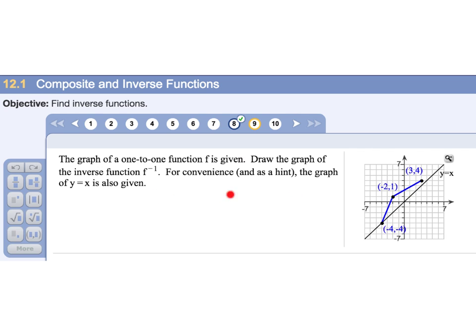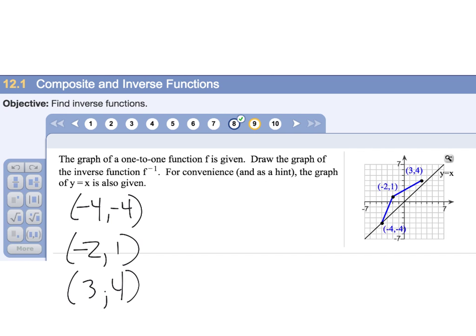All right, so this is a whole bunch of words that sound really fancy, but it's really crazy simple. The graph of this one-to-one function is given right here, that's the blue thing. It says draw the graph of the inverse function, and for convenience and as a hint, the graph of y is equal to x has been given. That's the black one right here. That's not really necessary. So basically you're going to take a look at your blue points that are already graphed. That's the original function. That's -4, -4, -2, 1, and 3, 4.